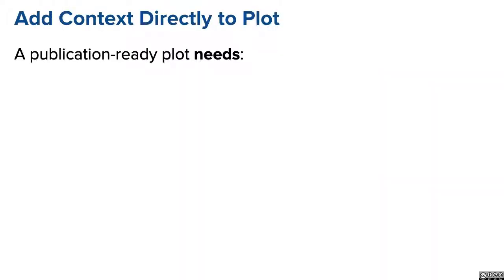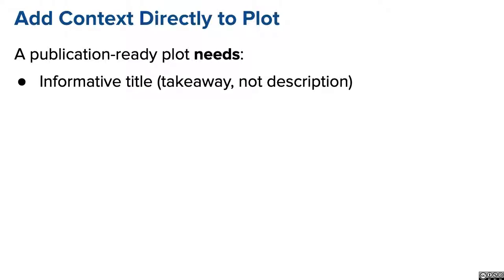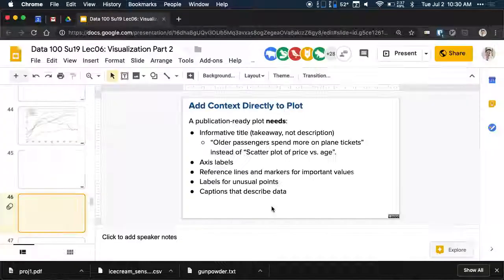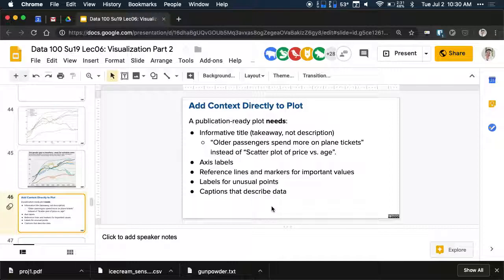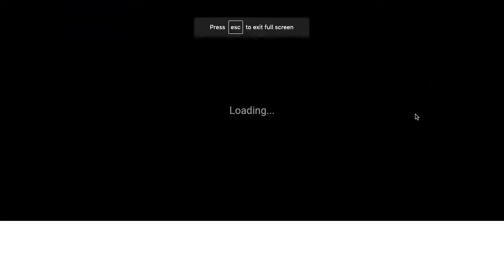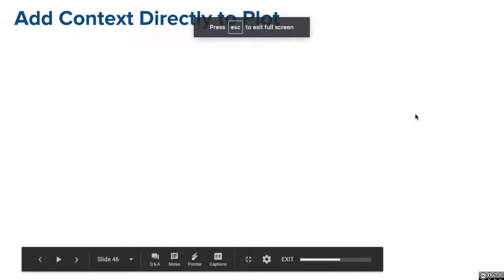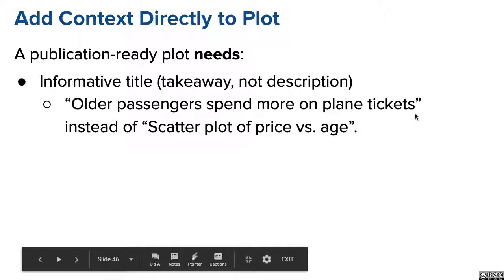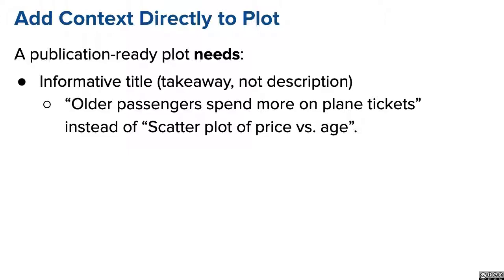Okay, so in general, if you're getting a plot ready for publication, like if you're at your company and you want to show your boss a plot, you're going to really want to include an informative title. Your title should usually be the takeaway of a plot and not a description of the plot. So you should say something like "older passengers spend more on plane tickets," as opposed to saying "this is a scatter plot of price versus age." Okay, so plots are for humans, and your title should also be for humans.